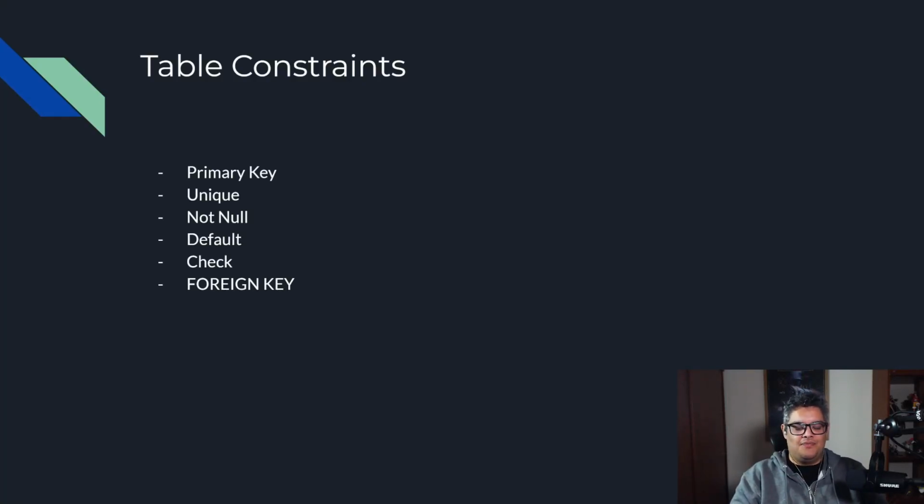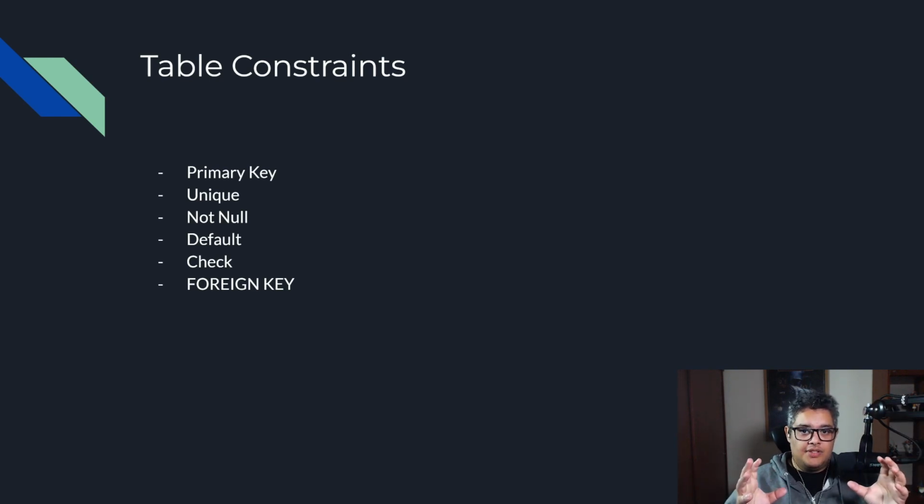Hello everyone! Now that we know how to create our first table, we will check how to add some rules to our tables. These rules we call constraints, and these are some of the most common constraints that you can find in your database: the primary key, unique, not null, default, check, and the foreign key. I'll talk more about the foreign key in the next lessons when we talk about relationships.